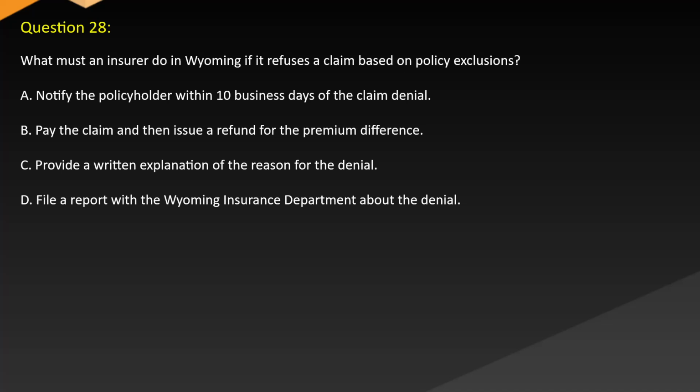Question 28. What must an insurer do in Wyoming if it refuses a claim based on policy exclusions? A. Notify the policyholder within 10 business days of the claim denial. B. Pay the claim and then issue a refund for the premium difference. C. Provide a written explanation of the reason for the denial. D. File a report with the Wyoming Insurance Department about the denial.